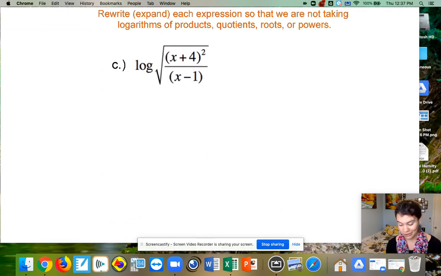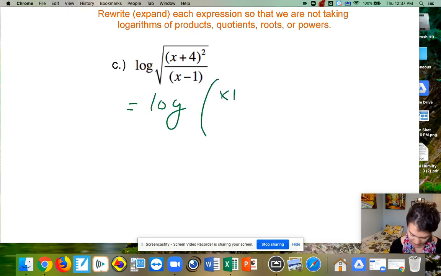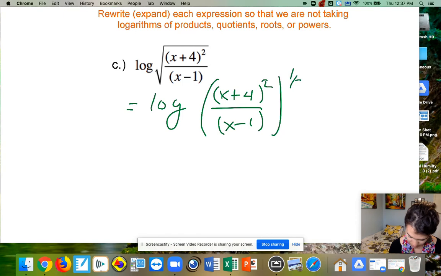So again, a more complicated one. If we look at this one, I'm going to rewrite this first as a 1/2. So this is really the log of x plus 4 squared over x minus 1 all to the 1/2.